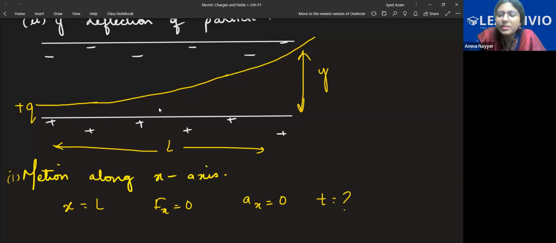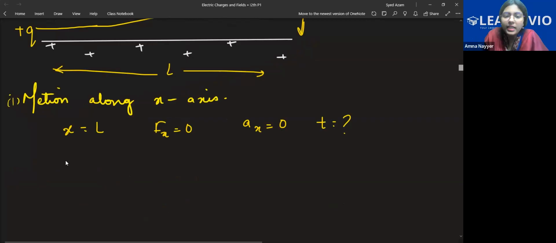Acceleration is not present because the particle's movement is along the y-axis. It is moving along the y-axis, so there is no acceleration along the x-axis. If there was any acceleration along the x-axis, it would not have moved in a straight line. So acceleration is 0, force becomes 0. We need to calculate t.